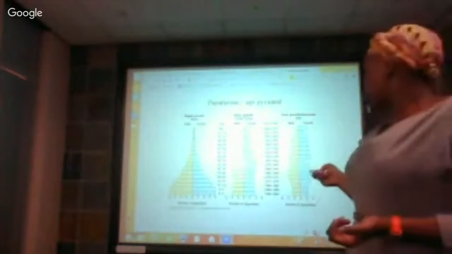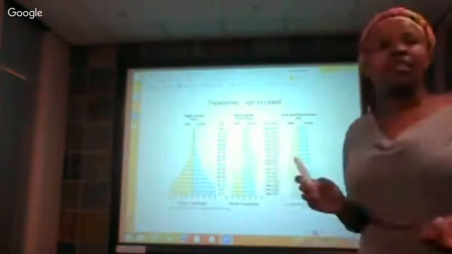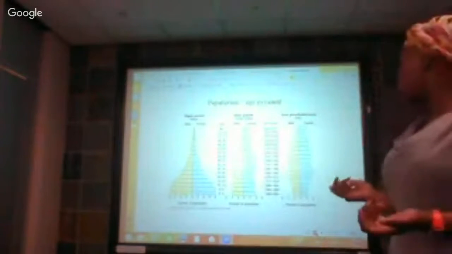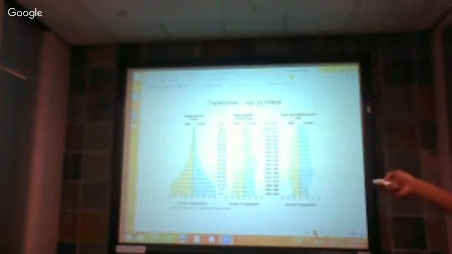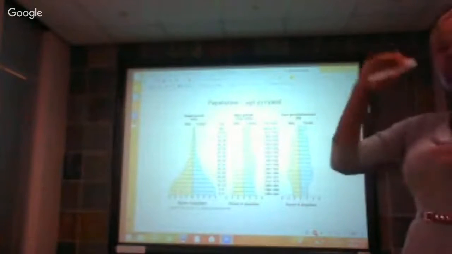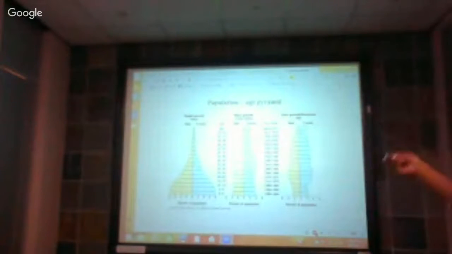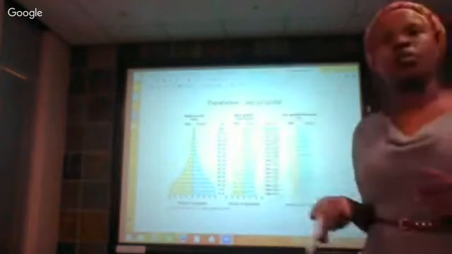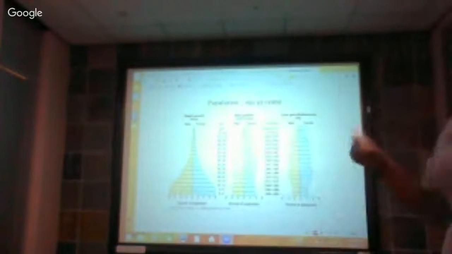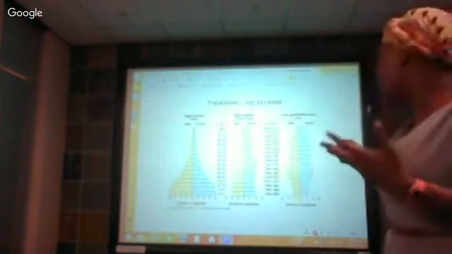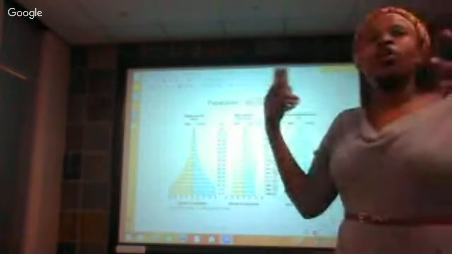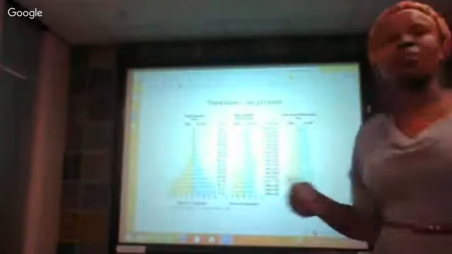This is a developed country, the United States. It has slow growth. You can see there's a bulge in the middle. There are a lot of people of working age, between about 20 and 60 years old. So you can see that they are the most populated because there are advances in technology, and they also have access to various jobs, etc.